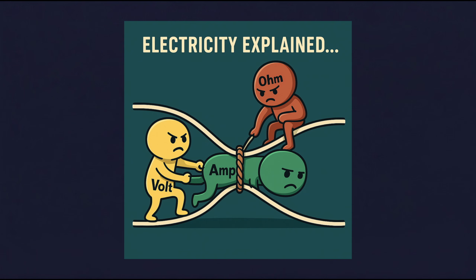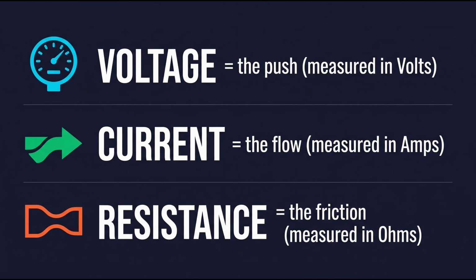Now, you might have seen this image before, and it's actually a perfect explanation. Voltage is the push, how hard the electrons are being shoved. Current is the flow, how many electrons pass a point per second. And resistance is the friction, how much the material fights back. More push, more flow. More friction, less flow. That's Ohm's law in one sentence.